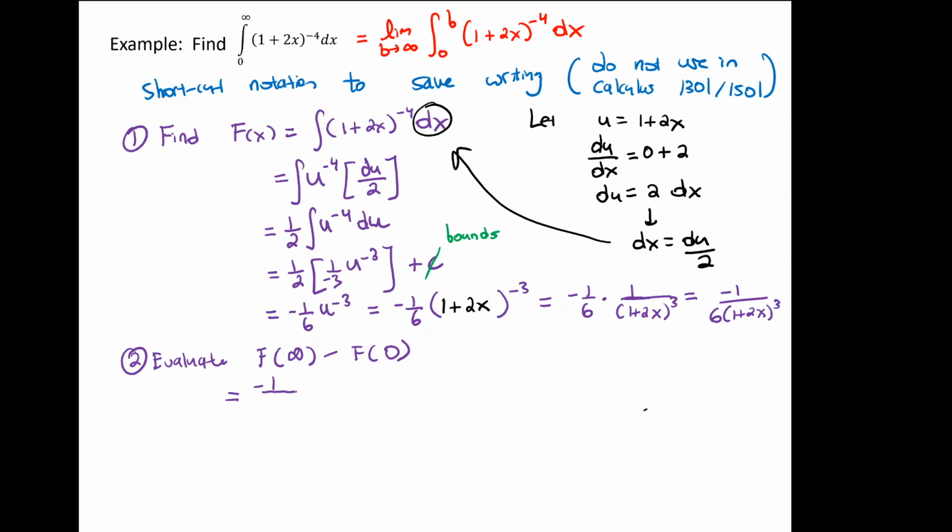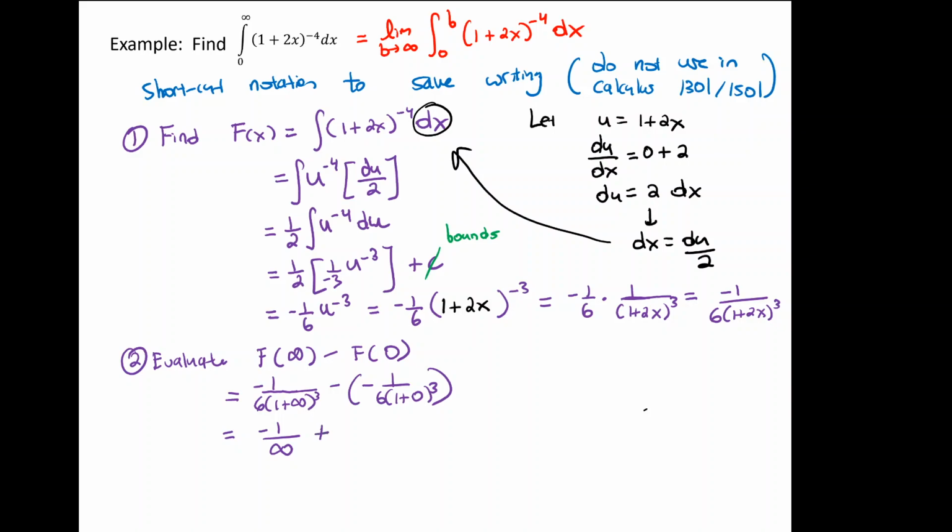Oh, very bad. Very bad. 1 plus 2 times infinity. 2 times infinity is infinity. And then minus 1 over 6 times 1 plus 2 times 0. 2 times 0 is 0, and I forgot the power 3's. Tack them on now. Power 3, power 3. Okay, let's keep going. 1 plus infinity is infinity, so I have minus 1 on top. And then 6 times infinity on the bottom, that's infinity.